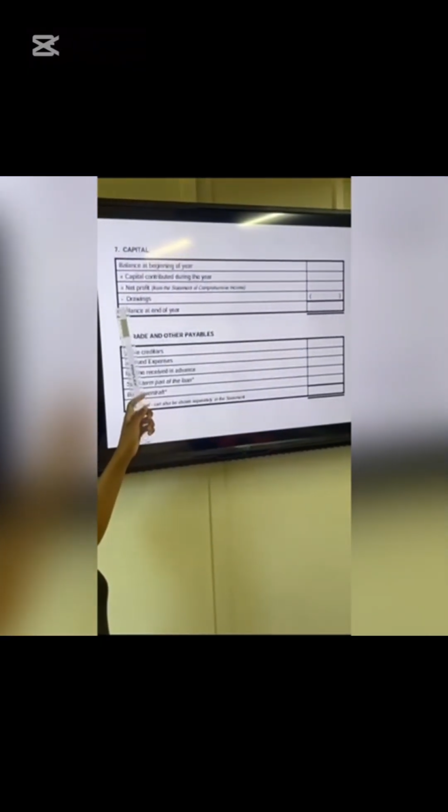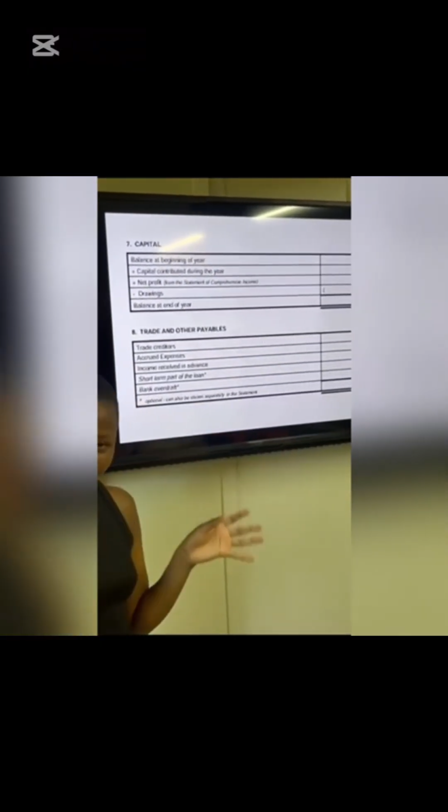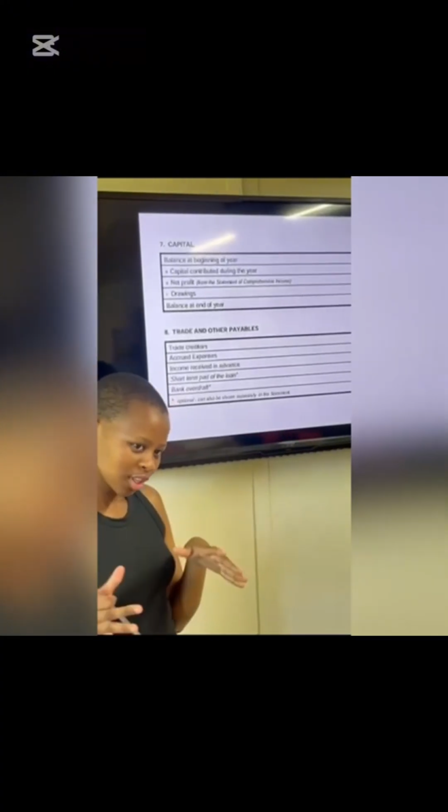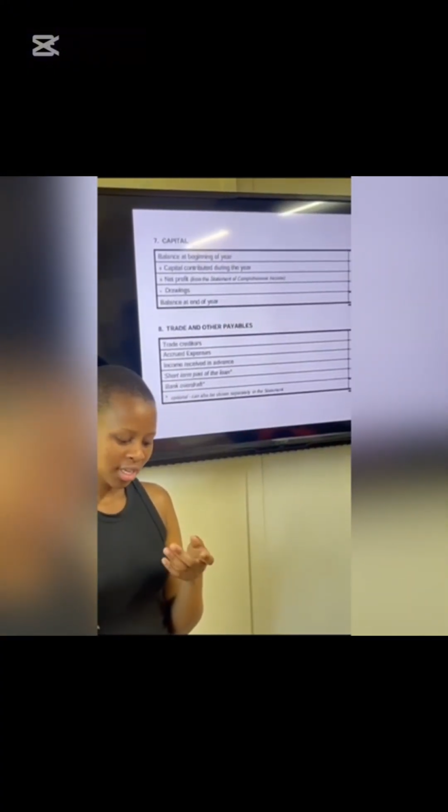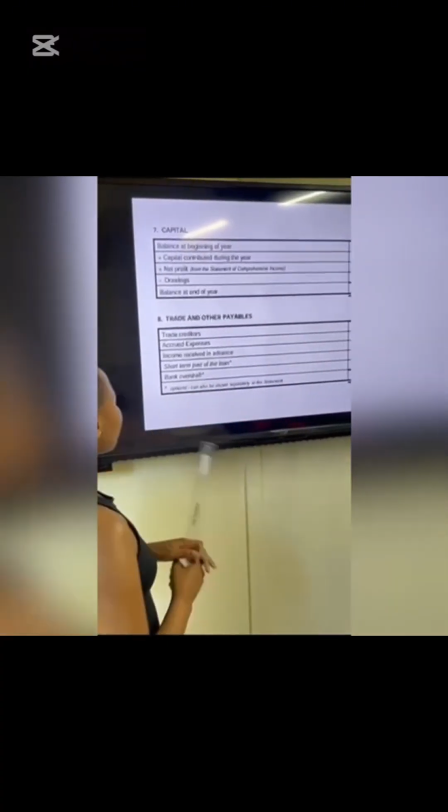You have your balance at the beginning of the year. Any capital contributed during the year, you add your net profit and you subtract your drawings for the year, and then you have your balance for the end of the year.